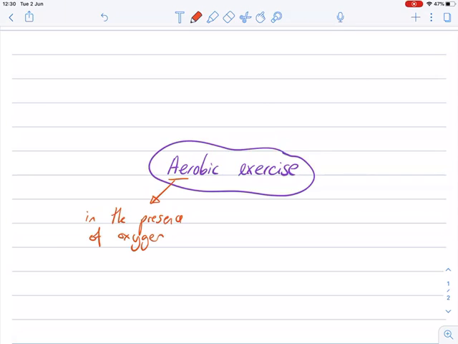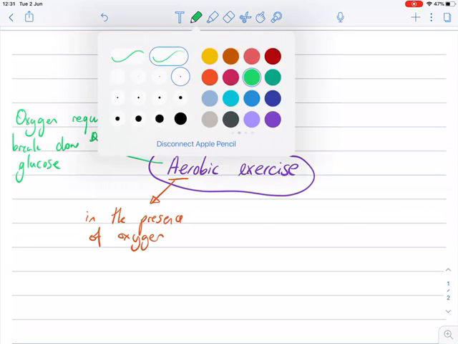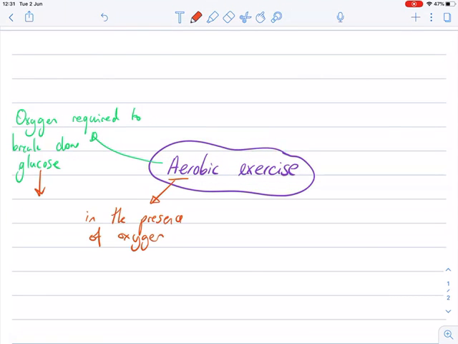Now, the reason why we need to have that oxygen is because the oxygen is required to break down glucose. And the reason why we need this is because this glucose is required for energy. That's really quite important. Now, the oxygen will convert into carbon dioxide. That's an important one to remember, because we have a byproduct of aerobic exercise between the two.